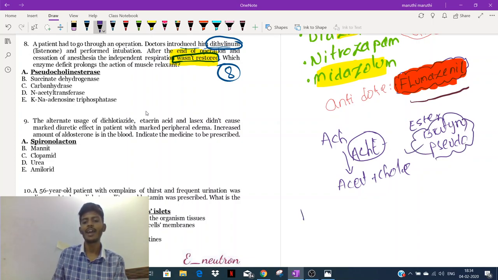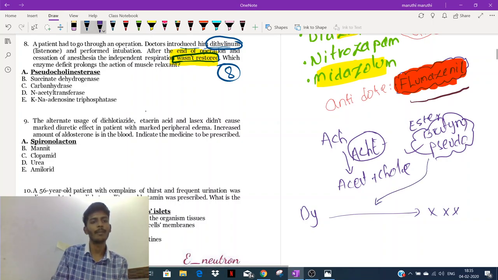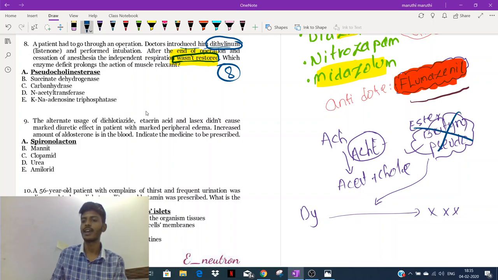Let's see. Now I have ditalinum. We already discussed this question. Ditalinum will be broken down into its metabolites by which enzyme? By the pseudocholinesterase or butyrylcholinesterase. For example, if I don't have this enzyme, what will happen? Ditalinum will remain in the body.